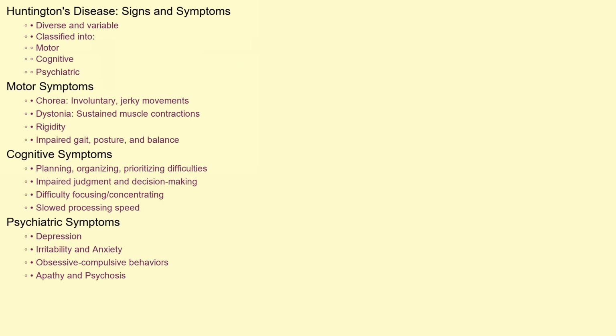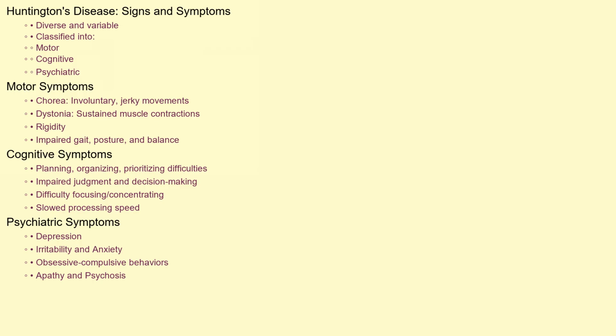The signs and symptoms of Huntington's disease are diverse and can vary significantly from person to person. They are broadly classified into motor, cognitive, and psychiatric symptoms. Motor symptoms include chorea, involuntary jerky movements, dystonia, sustained muscle contractions causing twisting and repetitive movements or abnormal postures, rigidity, slow or abnormal eye movements, and impaired gait, posture, and balance.